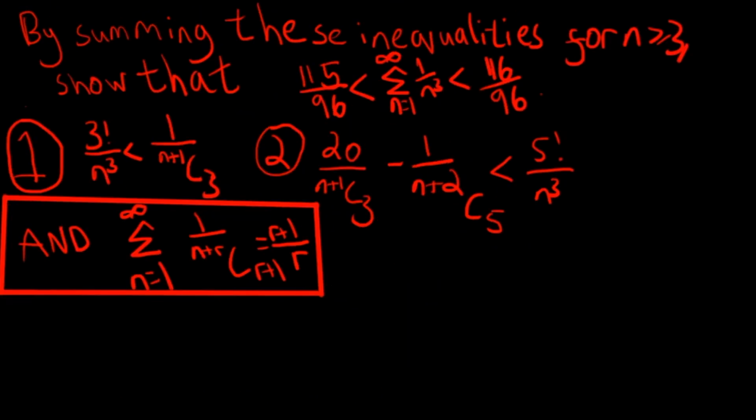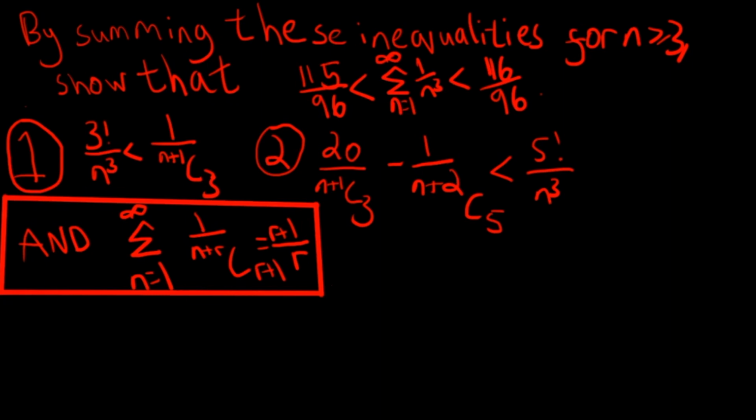Okay, so the last part of the question reads, by summing these inequalities for n greater than or equal to 3, show that 115 over 96 is less than the sum of 1 over n cubed from n equals 1 to infinity, which in turn is less than 116 over 96. So I have written the two inequalities that we proved in the last part, and I have also written down the fact that we proved in the first part of the question.